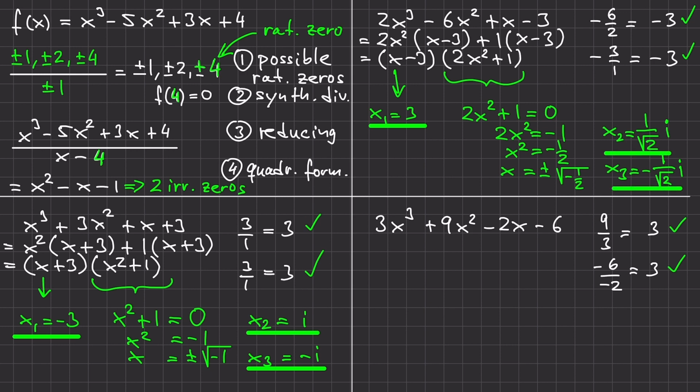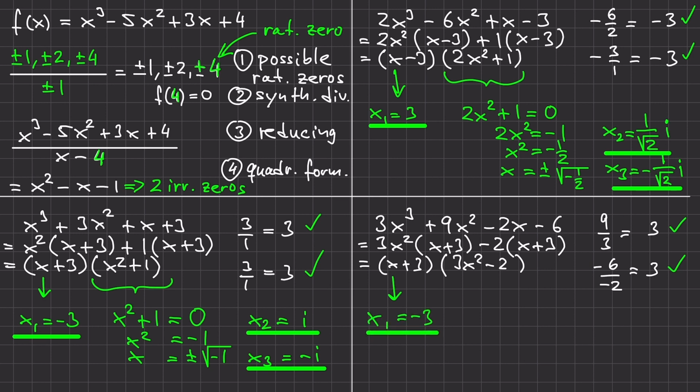Let's look at the last example and factor by grouping. I really encourage you to pause the video and try this on your own. We write the first group as 3x squared times x plus 3 in parentheses minus 2 times x plus 3 in parentheses, which is then x plus 3 in parentheses times 3x squared minus 2 in parentheses. The first zero is -3. And again, let's find out what the other two zeros are.